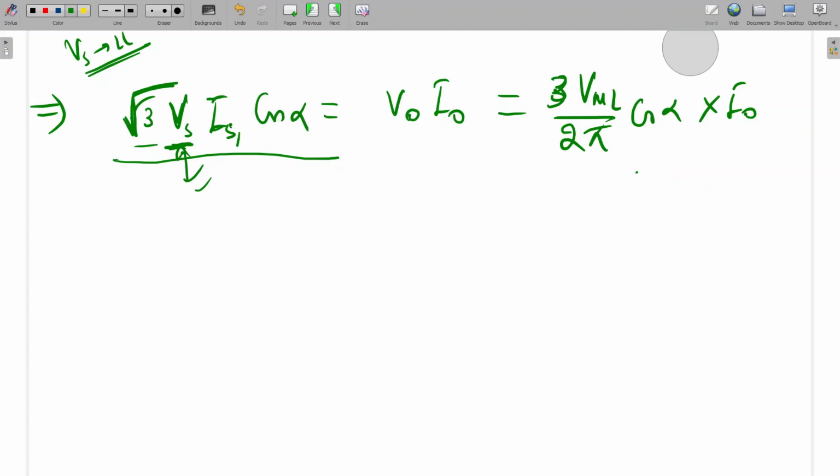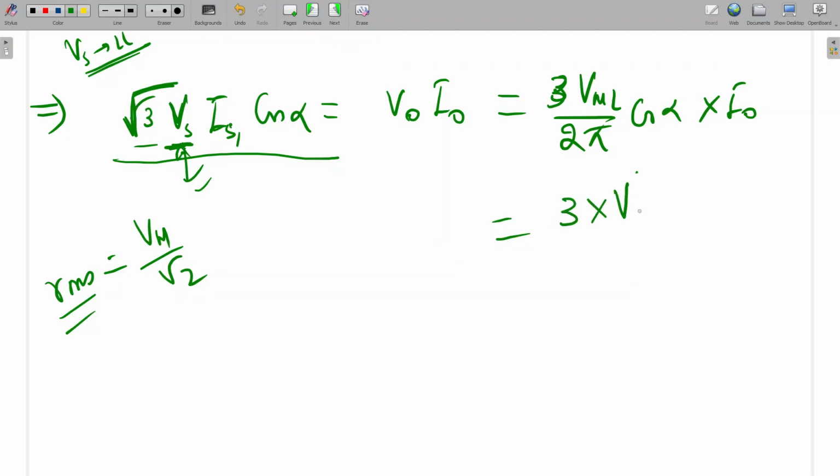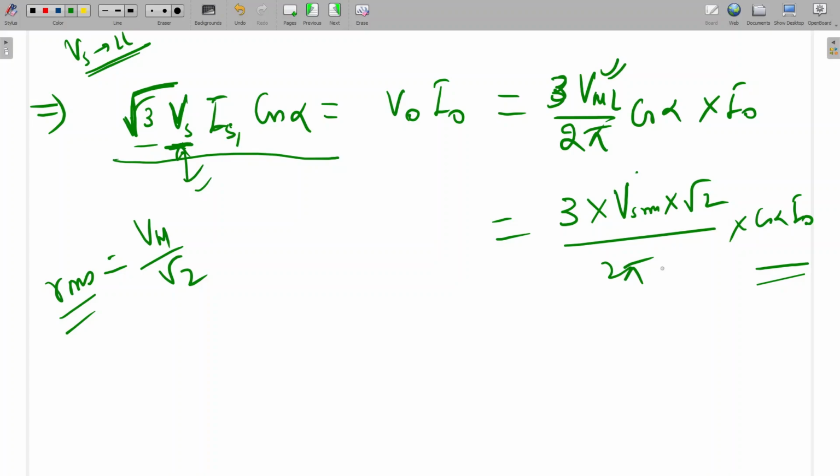So the line maximum is there. What will be the line RMS? RMS will be maximum by root 2. So maximum is RMS into root 2. That is clear. So 3 into VS RMS into root 2 by 2 pi into cos alpha into I naught. Is it clear now? See, this maximum line to line was there, that I have converted into RMS into root 2. RMS is equal to maximum by root 2, so maximum will be RMS into root 2. Is it clear? Okay, sir.